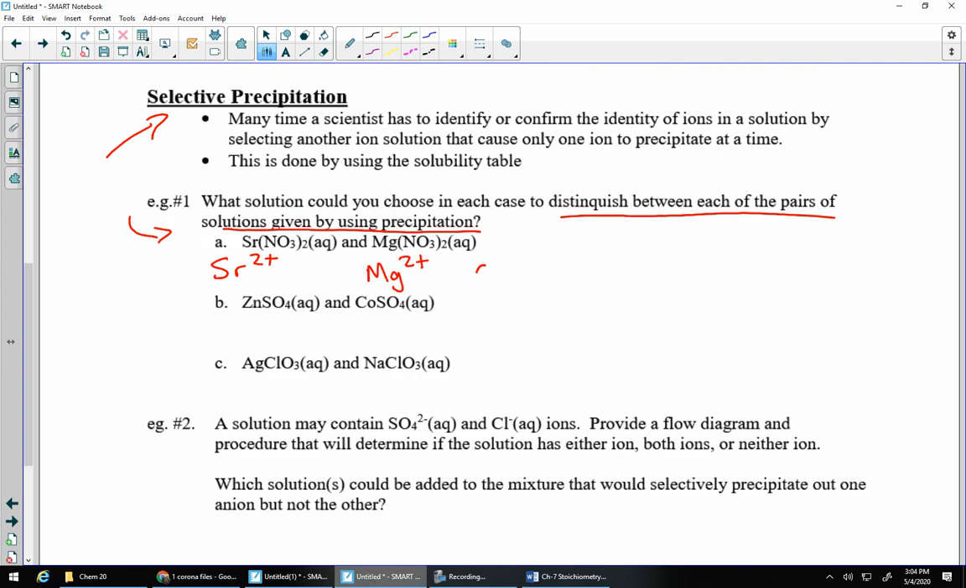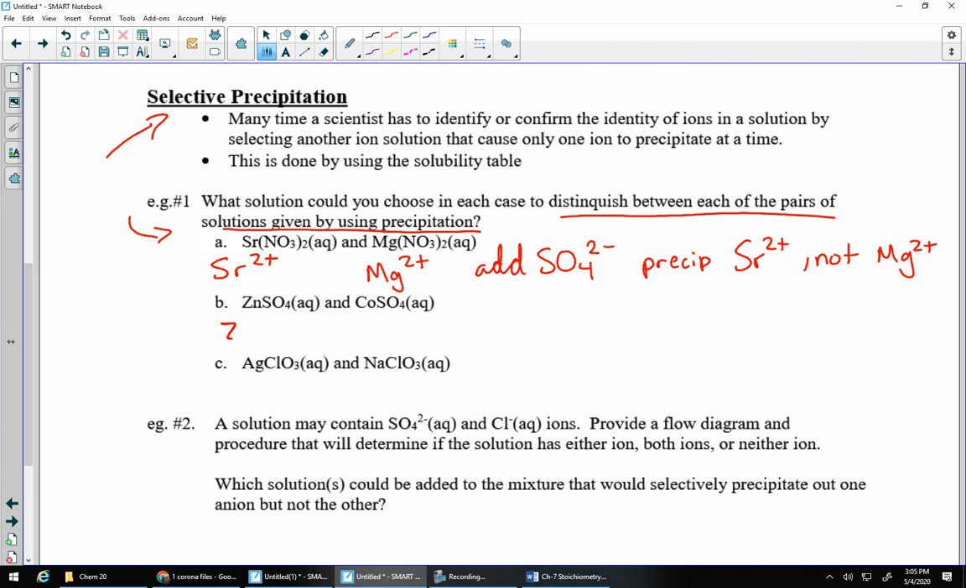So let's see, if we add SO4 2 negative, and typically what you do with this is we're focusing on that SO4 2 negative, the sulfate, but it needs to be in something else. So it could be like sodium sulfate or ammonium sulfate, right? Something from group 1 that doesn't really precipitate. So if I were to add some SO4 ions, we would precipitate the Sr2 plus, but not the Mg2 plus. So that's how we could separate those two ions. Pretty cool. Let's try out the next one.